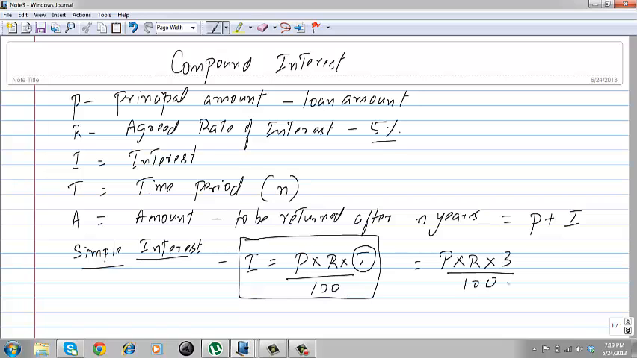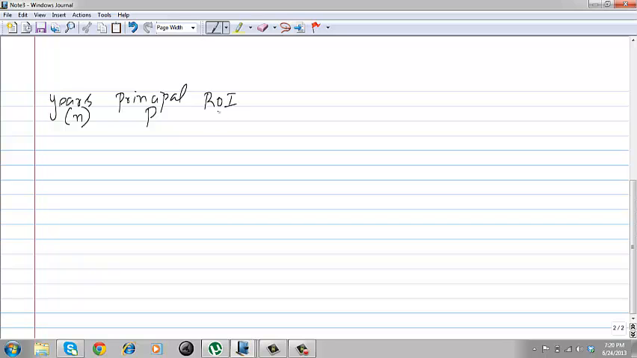Now, what is the difference between this and compound interest? Let's find out. Let me write here the number of years, N, here the principal, which is P, here the rate of interest, which is R, here the interest, I, and lastly the amount, A, which we know is P plus I.